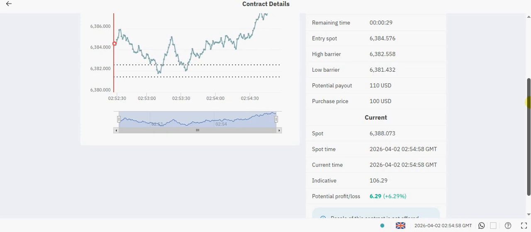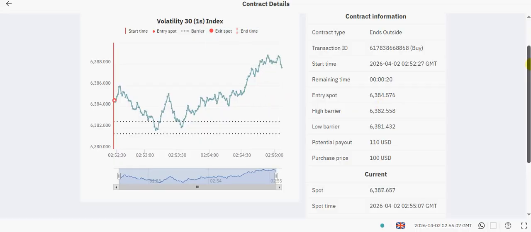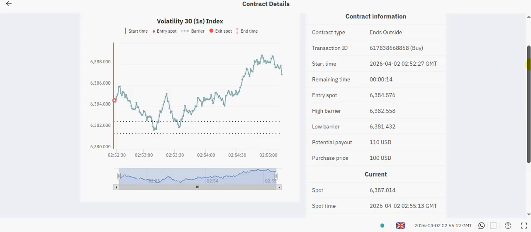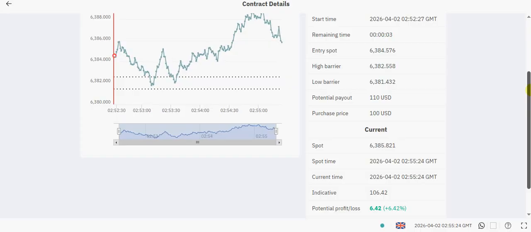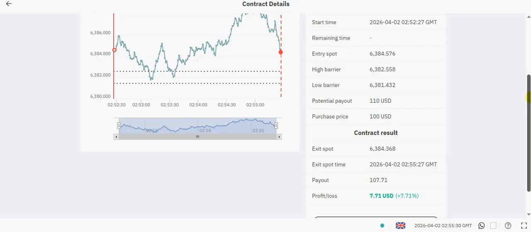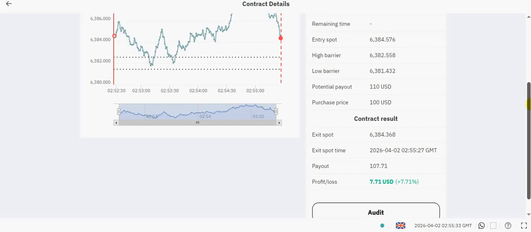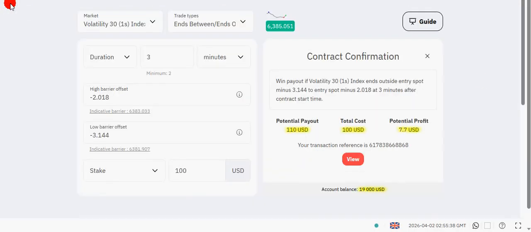So we have 27 seconds left right here. You can see we're completely outside right here. So I'm going to explain this strategy to you in a bit. So we made $7.71 right here. We're staking high because this strategy is 100% guaranteed. So we're going to go back to trade. I'm going to close this.